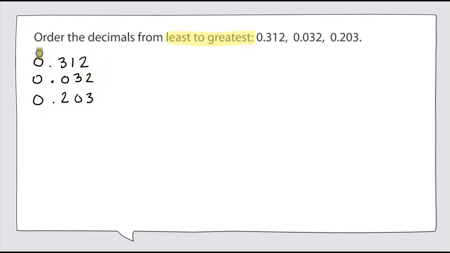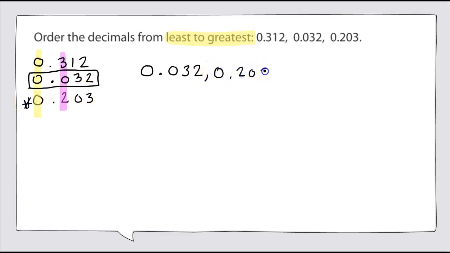Okay, and then 0 and 203 thousandths. Okay, so first, I'm going to start with my whole numbers. They're all the same, so I can skip them. Now I'm going to look at my tenths, which is here. I'm going to highlight those in pink. These are my tenths. All right, so what do I notice if I'm going from least to greatest? Well, I'm looking for the smallest tenth. Here is the smallest tenth because 0 is less than 3 and 2. So my first decimal in this list is going to be 0 and 32 thousandths. Then I can look at the 2 and the 3. What is the next largest? It's not the biggest, but it's not the smallest, and it's going to be this one, 203 thousandths. So 0 and 203 thousandths. And then I know my last one by process of elimination is 0 and 312 thousandths. And that's least to greatest.